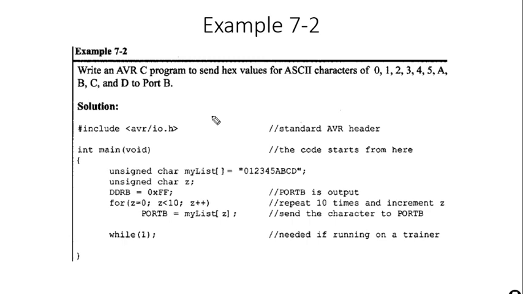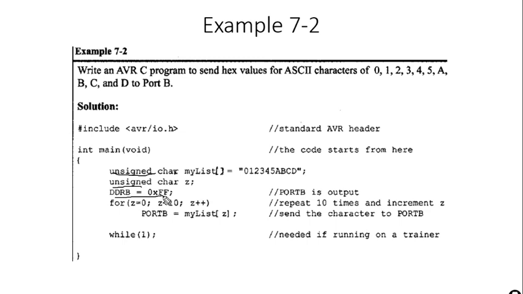Write an AVR program to send hex values for ASCII characters to port B. All the values are positive values. So we declared an unsigned character array mylist and we initialized it with the values 0, 1, 2, 3, 4, 5, A, B, C, D. And another unsigned character variable, because the total values are 10. So the second variable we have selected, and this too is unsigned because it is used for a counter, which is positive.